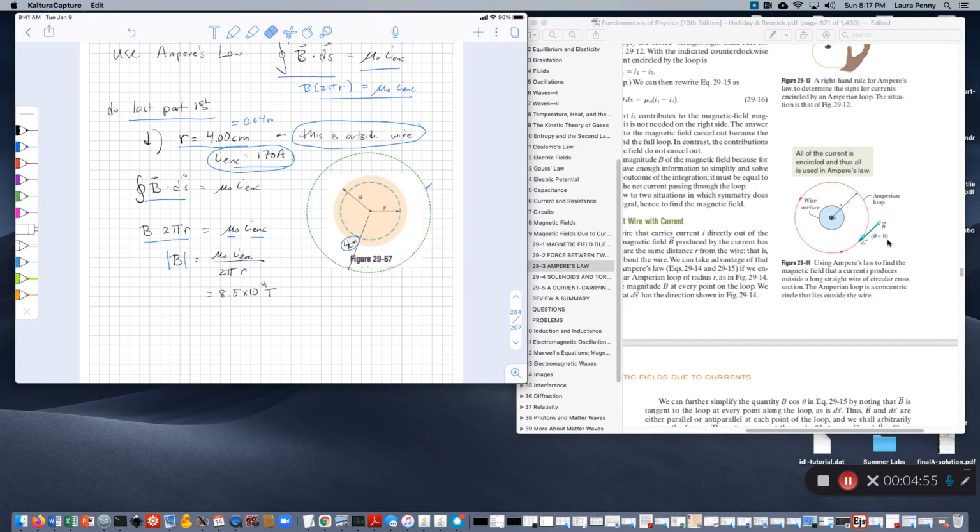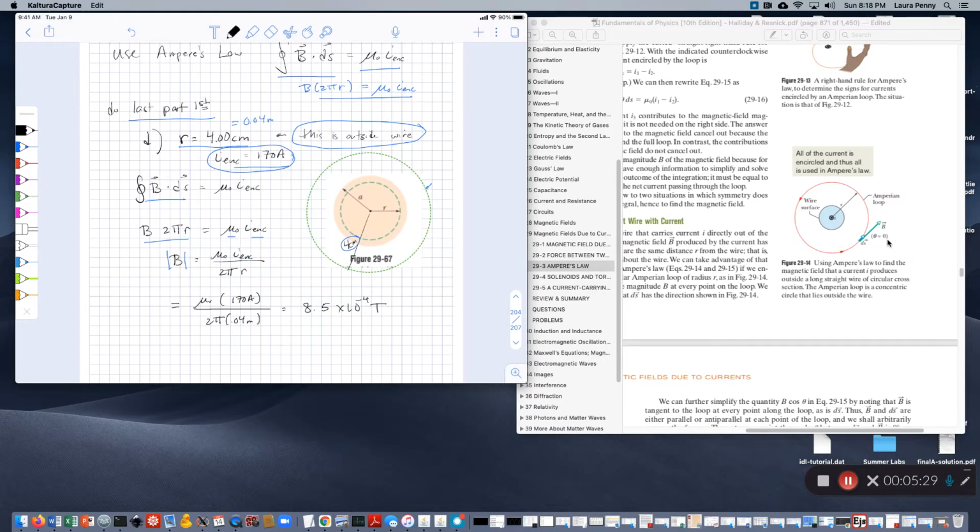So let me erase this and we'll actually go through and do it ourselves. So here I'll say my mu naught, 170 amps over 2 pi and 0.04 meters. And if I do that math, times 170 divided by 0.04, I get 8.5 times 10 to the negative 4 Teslas.